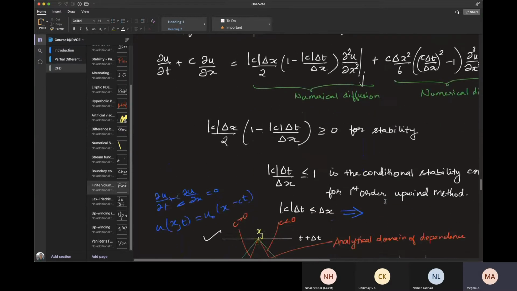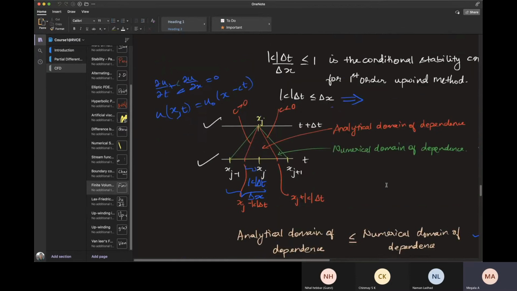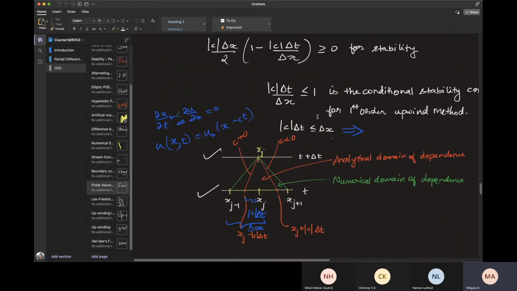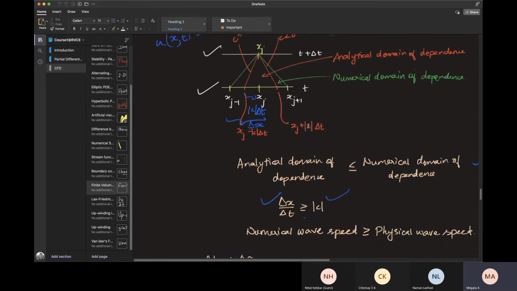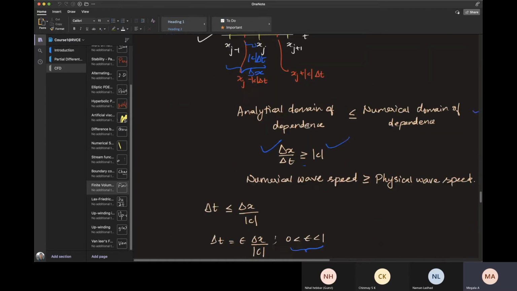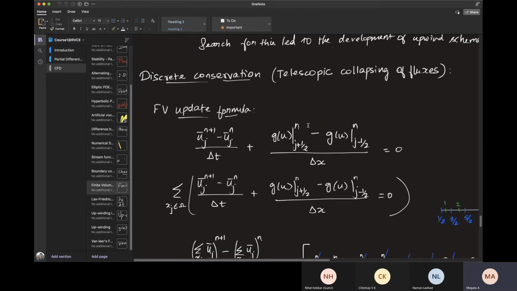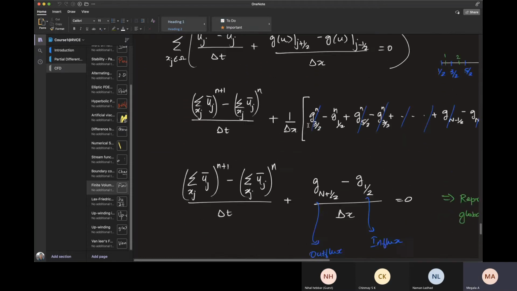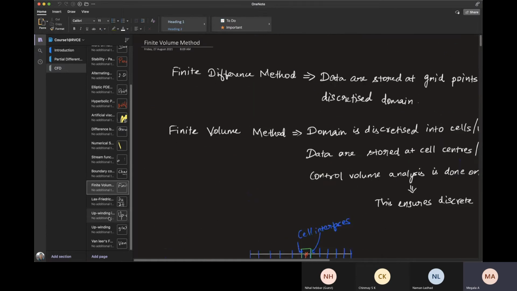So this scheme also introduces numerical diffusion, and then it becomes stable. We have a stability condition for this upwinding, which is mod C delta T by delta X less than or equal to 1. For this kind of upwinding, we get a stability condition, and if we satisfy that condition, our scheme will be stable. So we saw these things last time, and we also saw the discrete conservation thing. Today we'll see more of upwinding.